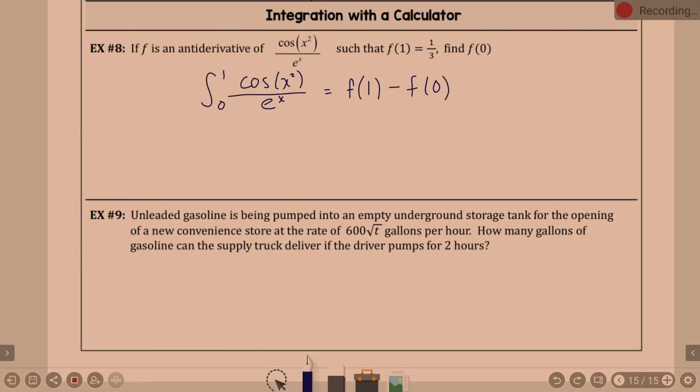Well, here's the deal. What do we know? F of 1 is 1/3. What am I trying to find? F of 0. Can you get this value with a calculator? Yes. Could you find f of 0? Yes. Does that make sense? Because f of 1 is some big long decimal, and you can do that on the calculator. Okay, so those are some highlights.